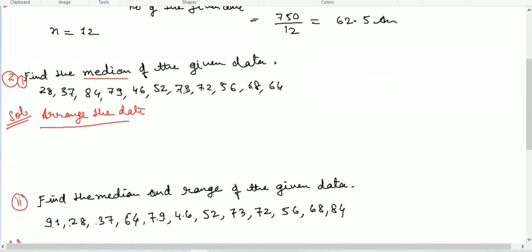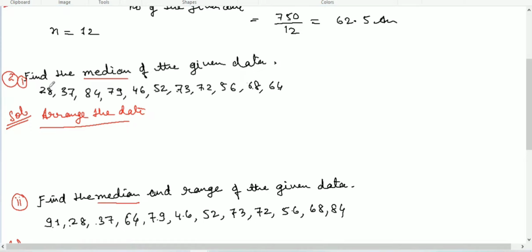Now the next question I have taken here is median. For the median question, I have taken two parts of the question, and in both parts we have to find the same median. So what is the difference? Let's start with the first question, and then we will do the second, and then you will find what is the difference between these two questions here.